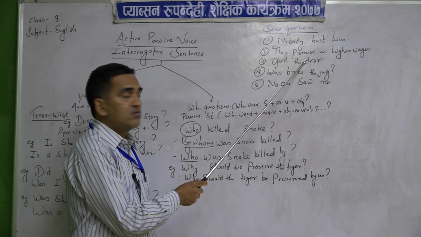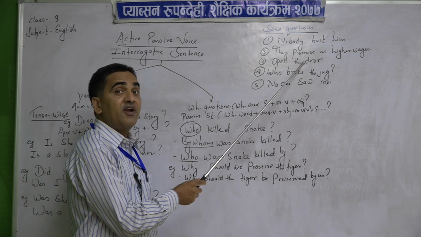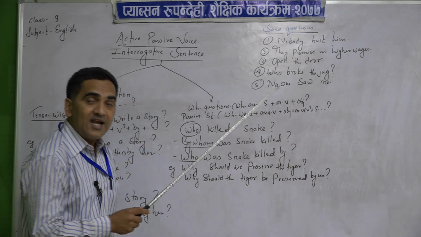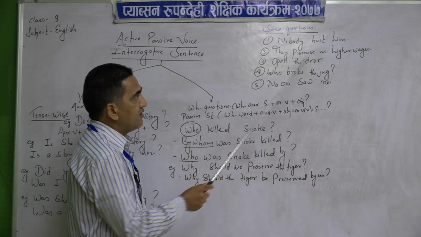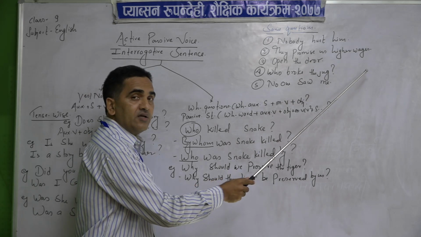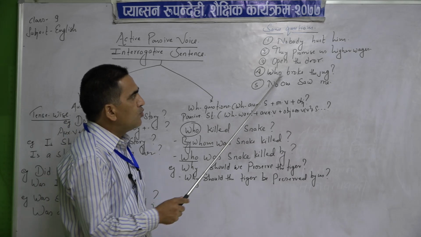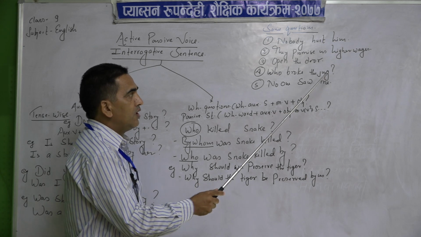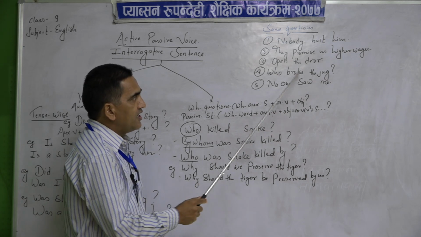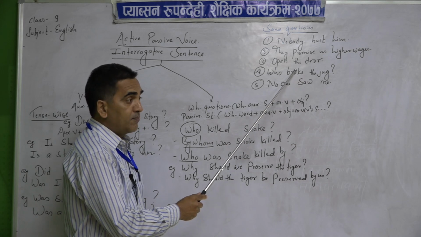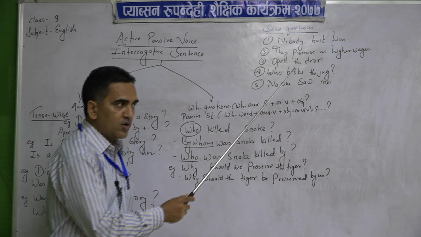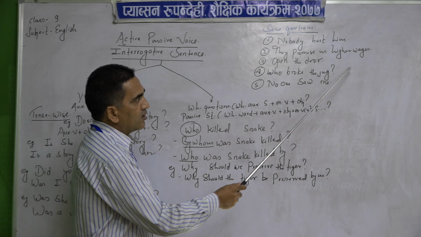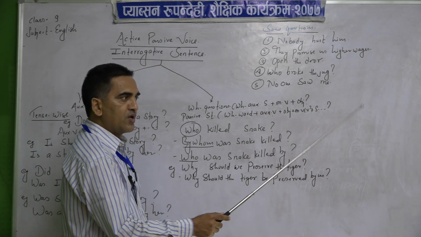Now, open the door. It is an imperative sentence. So we can put here: let the door be opened. Let the door be opened. And now for who broke the jug, who should be changed into by whom. By whom was the jug broken? It is written in past tense. Broke means past. Break, broke, broken. So we can write here: by whom was the jug broken? Question mark.